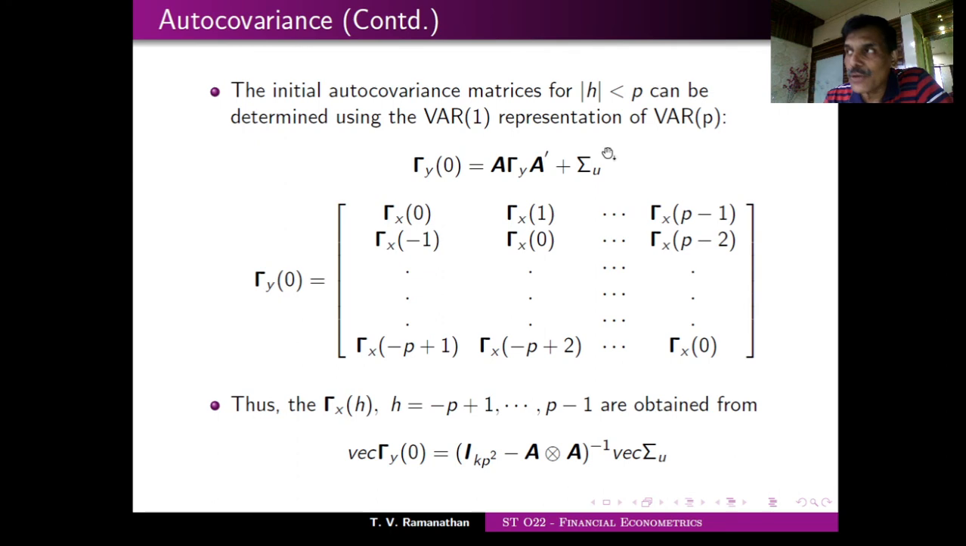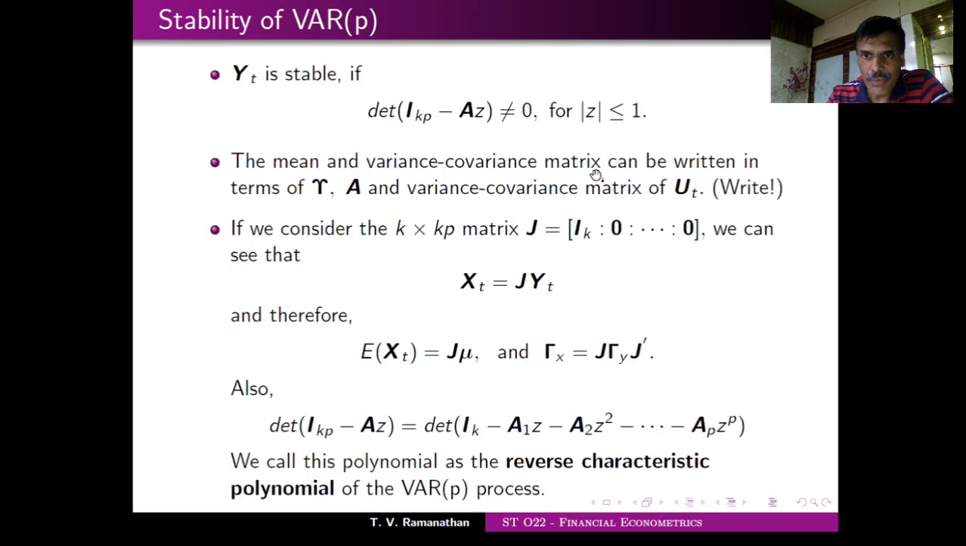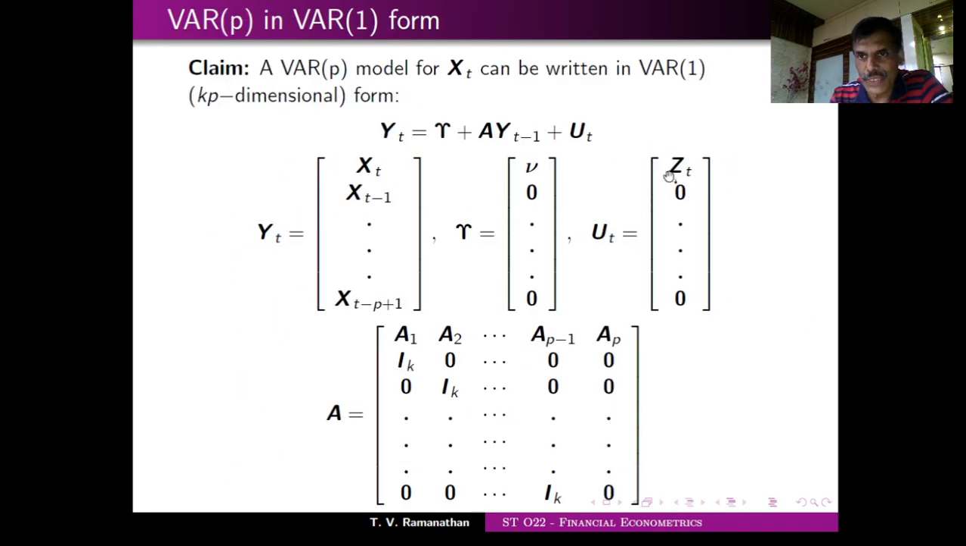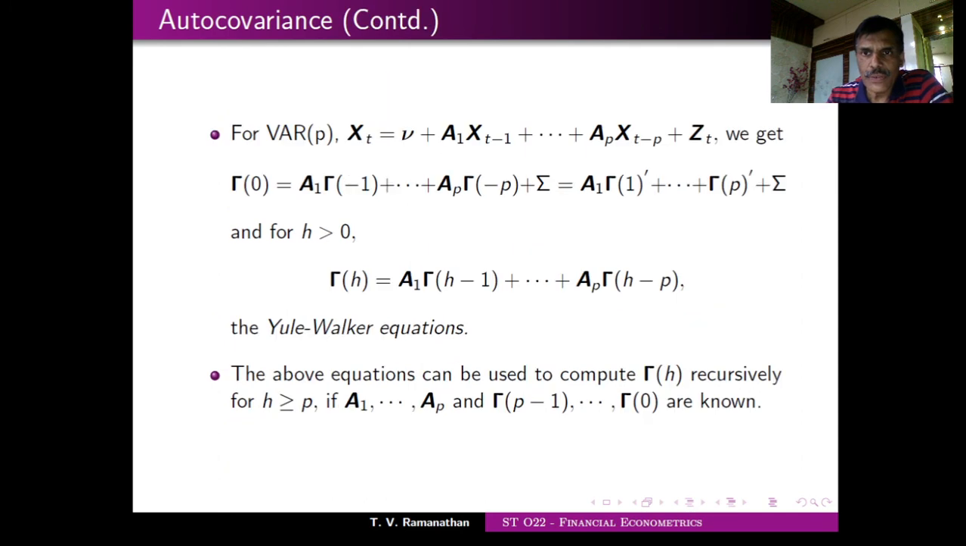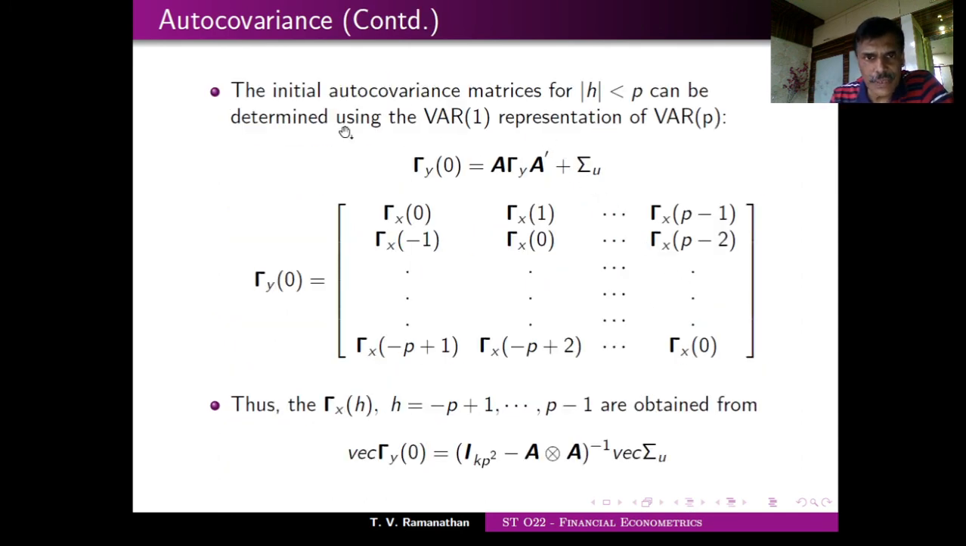And this U, I know the first component is Z_t, rest of them are 0, 0, 0. That is what this sigma U stands for, the variance-covariance matrix of U. You remember this representation. So the variance-covariance matrix is sigma, 0, 0, 0, because that's what is here. So what I have here is this representation. Now gamma y0 is given by this: gamma x0, gamma x1, ..., gamma x p minus 1. So this will allow me to get gamma 1, gamma 2, etc., gamma p.